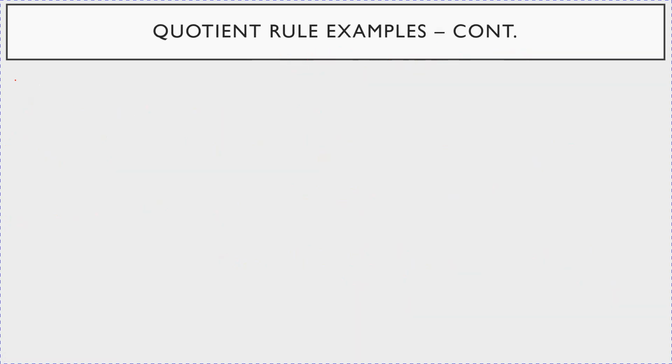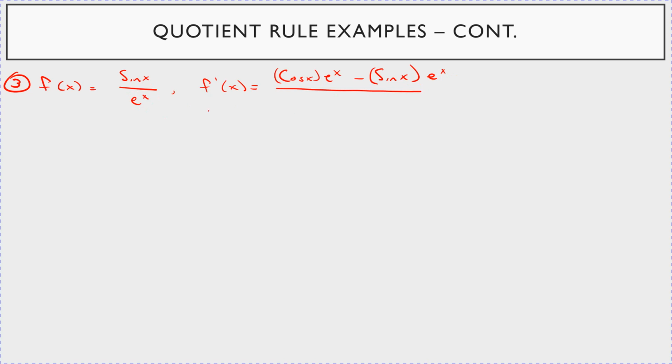Let's try this one. So we're going to find the derivative of f of x is equal to sine of x divided by e to the x. Well, look, f prime of x, derivative of the numerator, so derivative of sine is cosine of x, times the denominator, which would be e to the x, minus sine of x, times the derivative of the denominator, well, the derivative of the denominator is just e to the x, all over e to the x, and then squared.